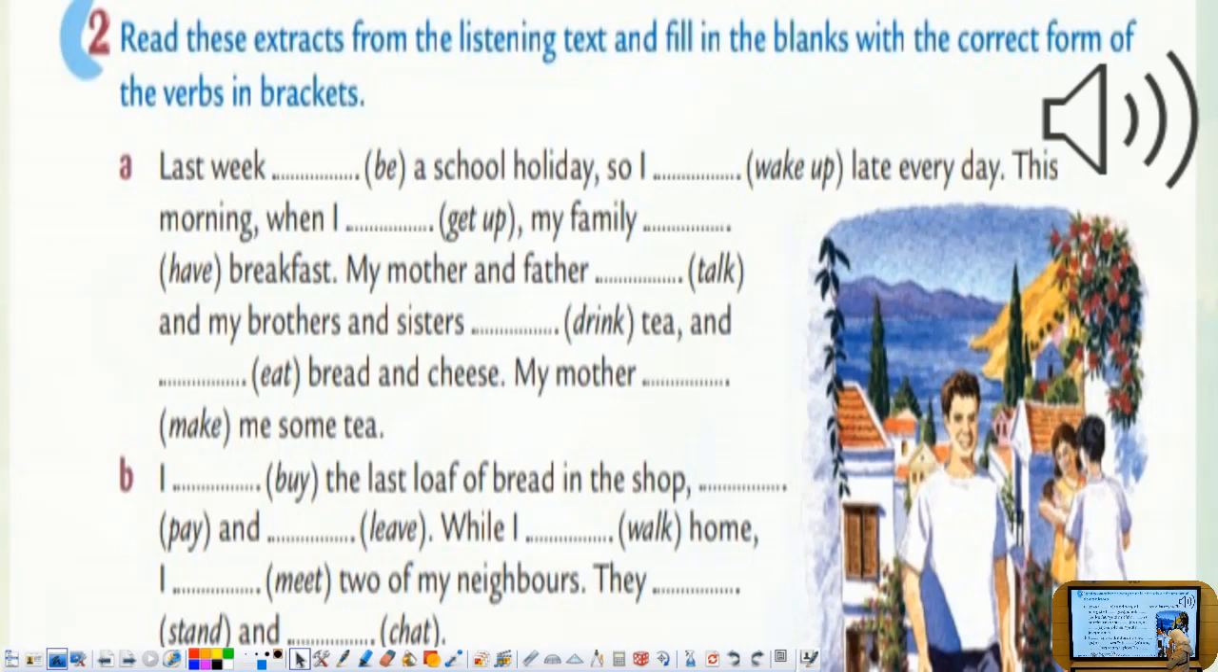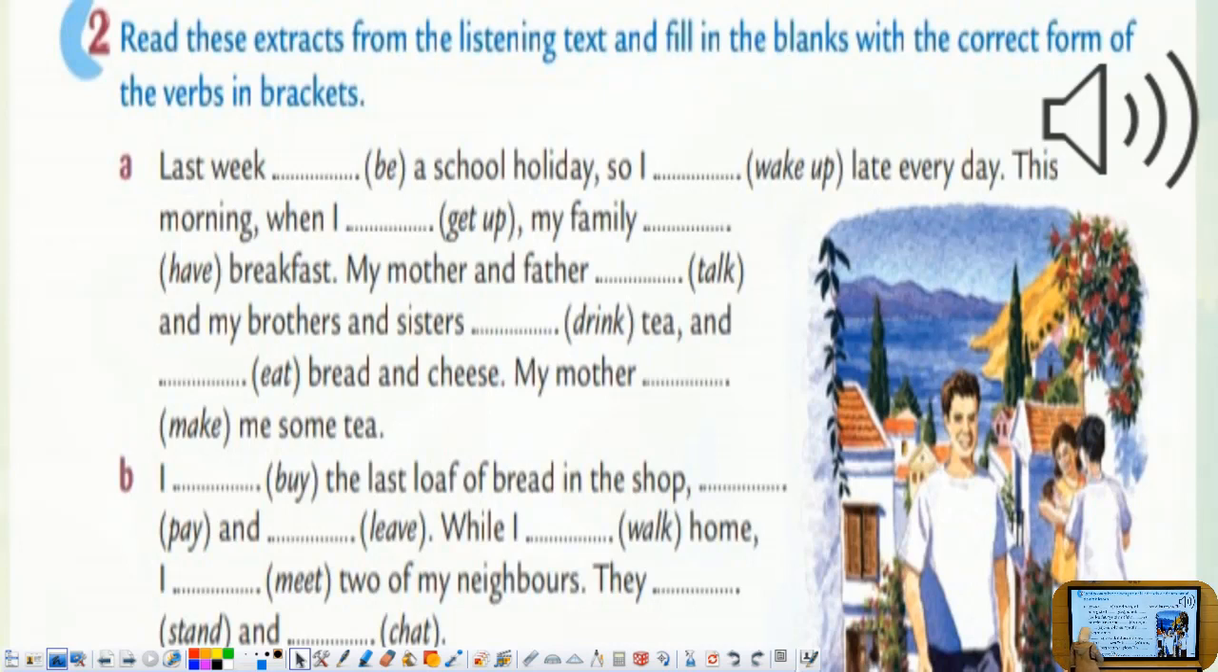I bought the last loaf of bread in the shop, paid, and left. While I was walking home, I met two of my neighbours. They were standing and chatting. "Hi," one of them said. "You're in a hurry?" "I'm hungry," I explained. "I came to buy some bread." I got back home. There was no one at the table. I sat down, cut a piece of bread, and reached for the cheese. I couldn't believe it. It was all gone.